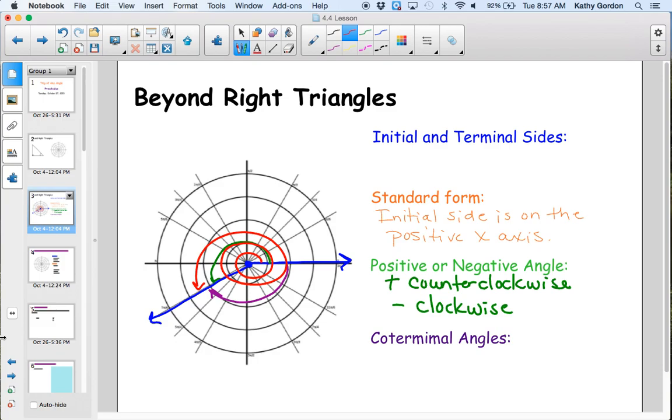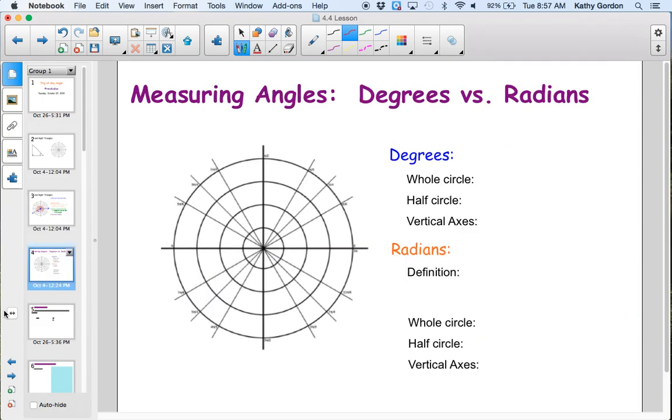rotating around a circle, then we need to think about how we measure that. The two most common ways to measure it are in degrees and radians. Okay? So when we're talking about degrees, all the way around the circle is how much? 360. So that means halfway around the circle is 180.